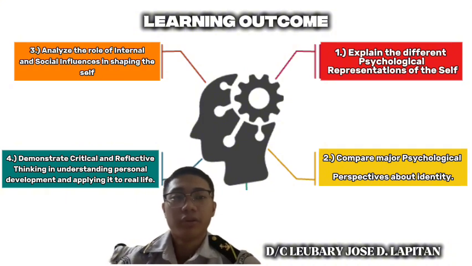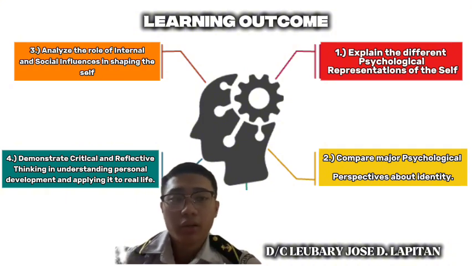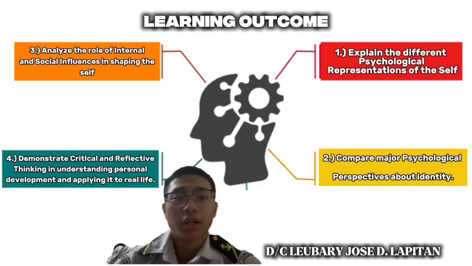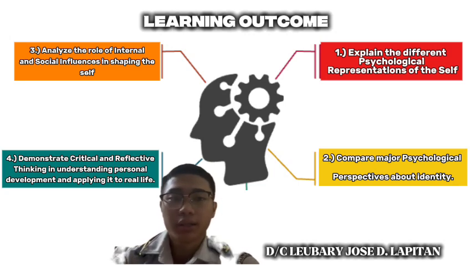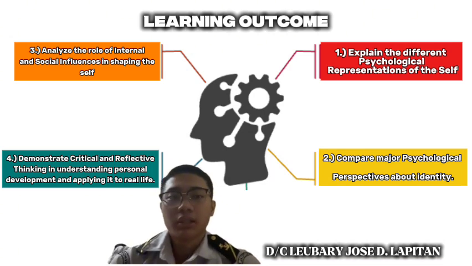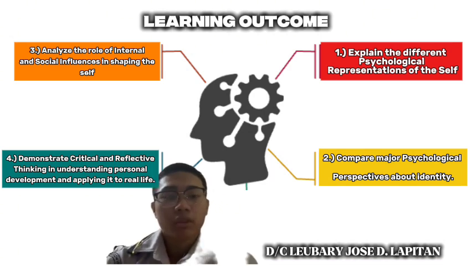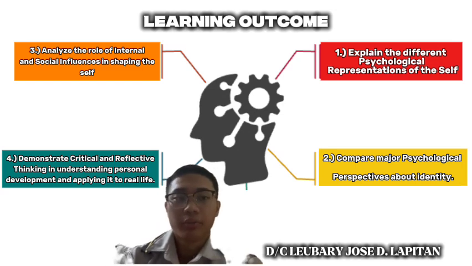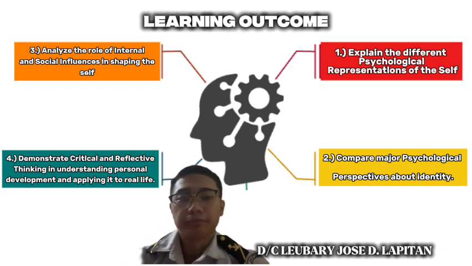Before we begin, here are the learning outcomes of this presentation. By the end of this video, you will be able to explain the different psychological representations of the self, compare major psychological perspectives about identity, analyze the role of internal and social influences in shaping the self, and demonstrate critical and reflective thinking in understanding personal development and applying it to real life.